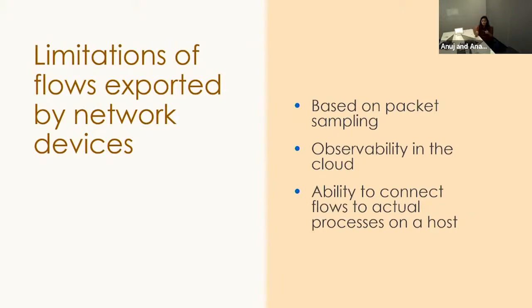So to summarize, what we need is a source of flow information which is not based on sampling, which is available in the cloud, and finally, which can provide us with some process context information as well. So with that, I will hand it over to Anuj, and he will tell us more about eBPF and how it will help us solve these problems.